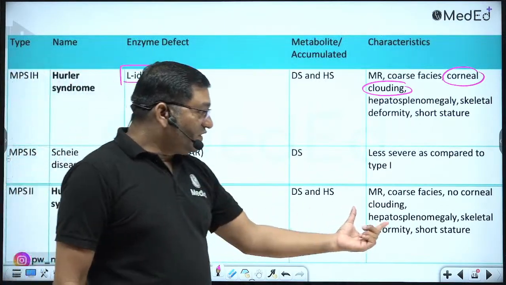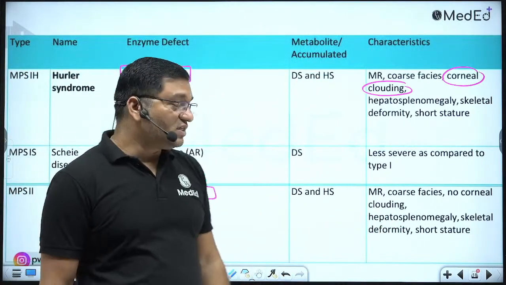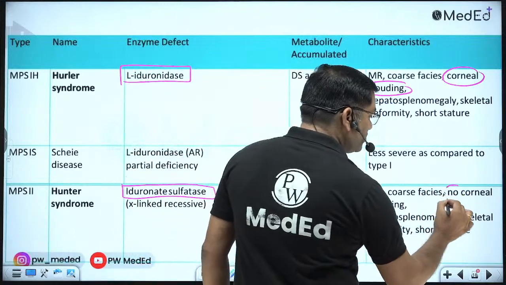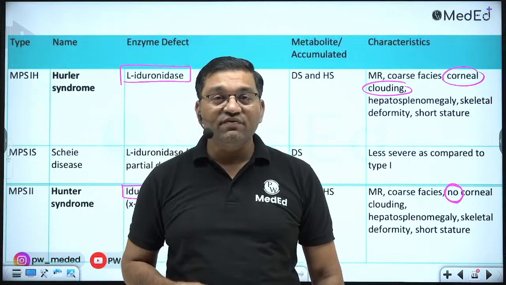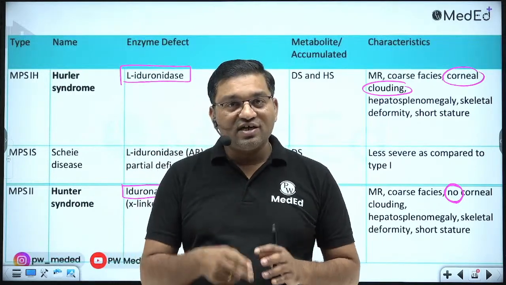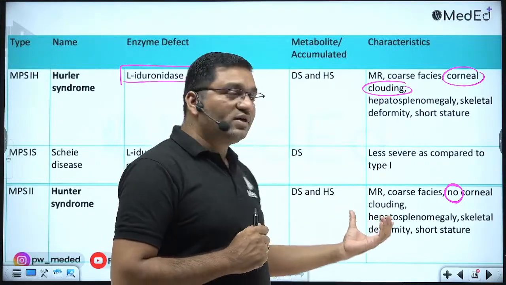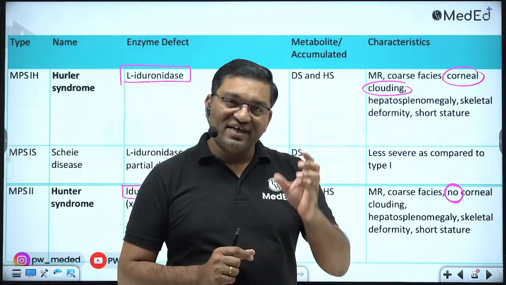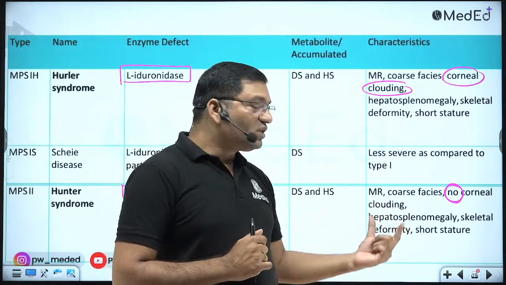And the only feature which is not present in the Hunter and present in the Hurler is corneal clouding. There is no corneal clouding in the Hunter syndrome. Remember, Hunter requires clear vision for the hunting. He needs clear vision to hunt. Just remember that there is no corneal clouding in this, but retinal problems are there, but corneal clouding is not there. So this is the only differentiating feature.